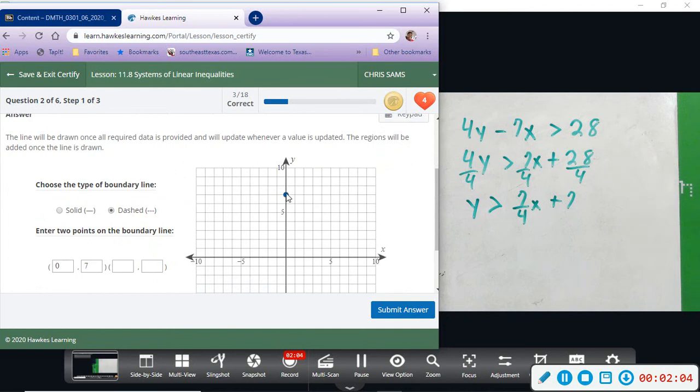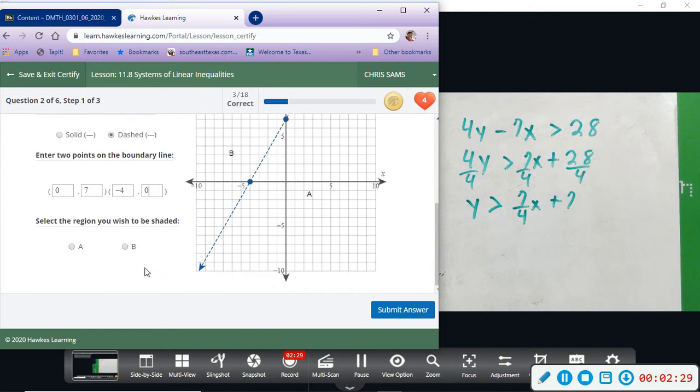Okay, so if we go down 7, we'll be back here, and left 4, 1, 2, 3, 4. That will put us here. That ordered pair is negative 4, 0. So probably the same 2 points you would get if you did the intercept.